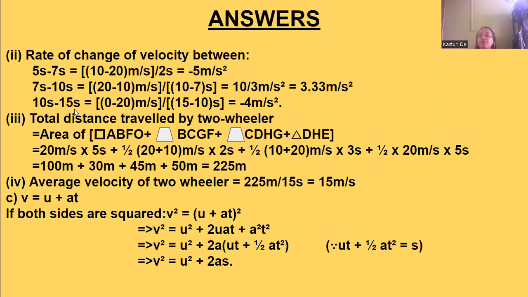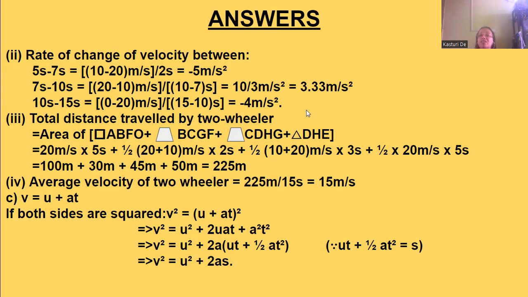Now 10 seconds to 15 seconds. When it was 15 seconds, the velocity was 0, and when it was 10 seconds, it was 20 meters per second. So 0 minus 20 and 15 minus 10, that's 5 seconds. So that will give us minus 4 meters per second square.